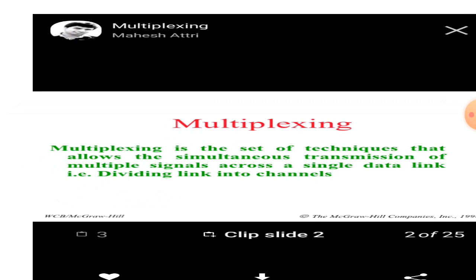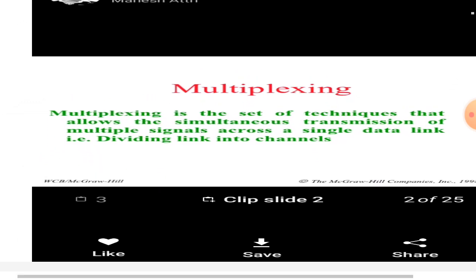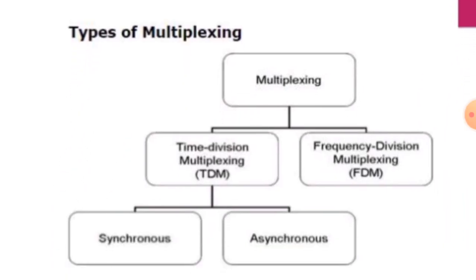Next, the first question is, what is multiplexing, and list the types of multiplexing. Multiplexing is the set of techniques that allows the simultaneous transmission of multiple signals across a single data link, that is dividing the link into channels. Types of multiplexing: multiplexing is divided into time division multiplexing and frequency division multiplexing, that is TDM and FDM. Again, time division multiplexing is divided into synchronous TDM and asynchronous TDM.